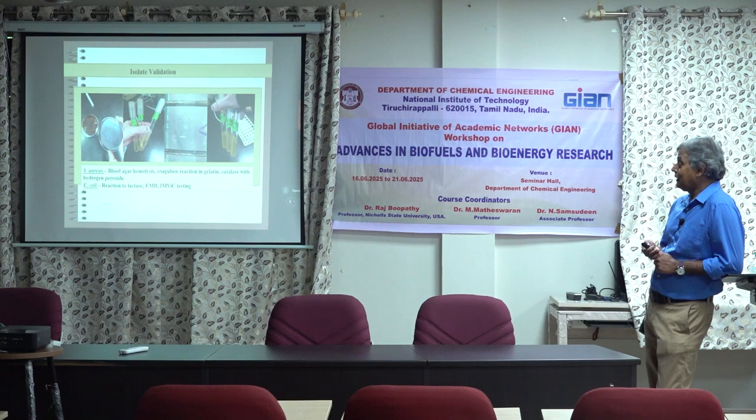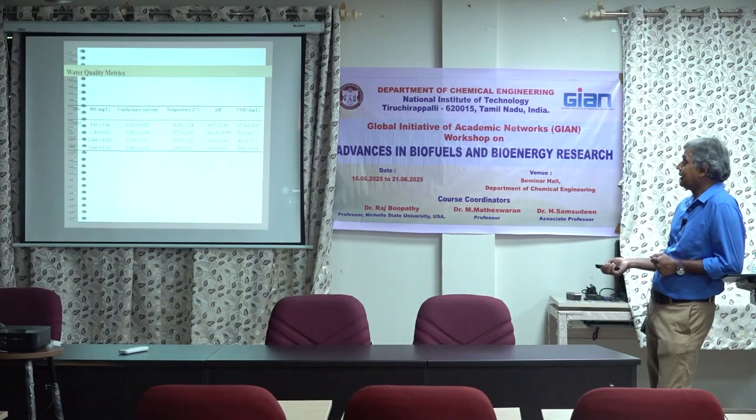And then we isolated these two indicator organisms, one gram positive, one gram negative bacteria, and tested their antibiotic resistance. And this is a quick result. You can see four sites, and there is no major difference in dissolved oxygen and temperature. The only difference was pH.